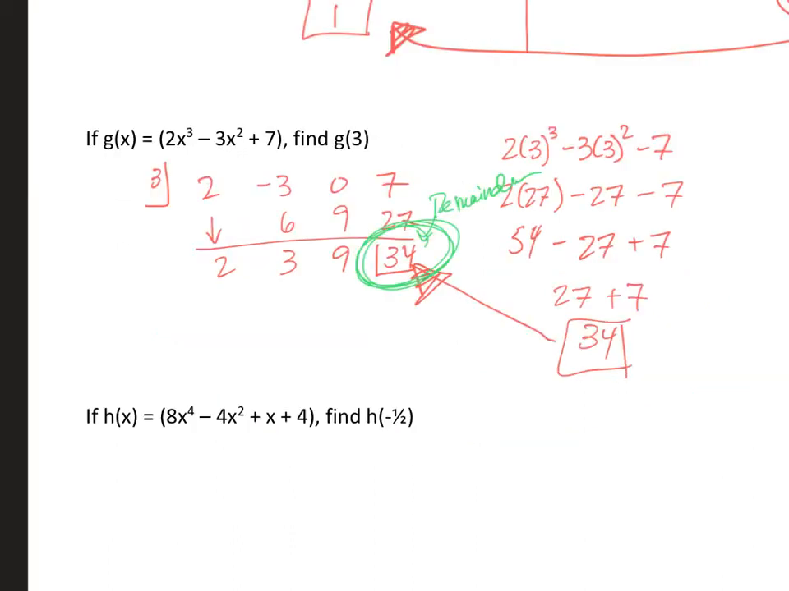All right, real quick, if we were to use synthetic substitution, the remainder is 34. If we were to evaluate it the normal way, it's 34. So again, some of you guys probably think that synthetic substitution is way more efficient than plugging it in and multiplying that stuff out and using order of operations. You're more than welcome to use synthetic substitution to evaluate any function at any time, okay? Let's do the last one, and then we'll move on to something else.